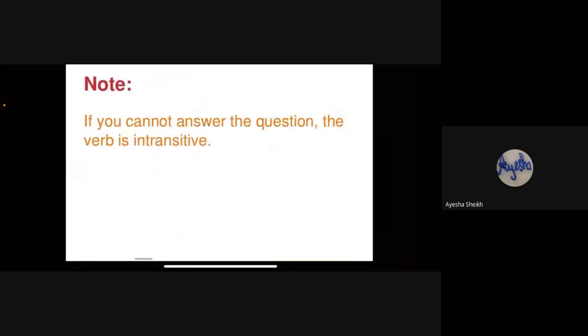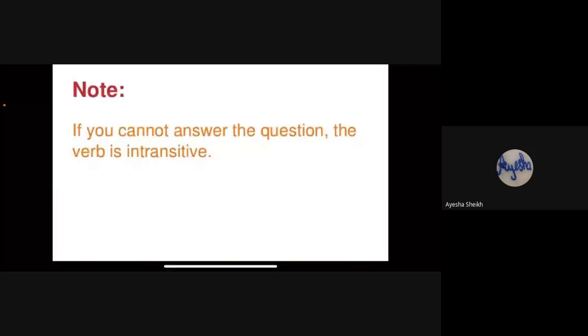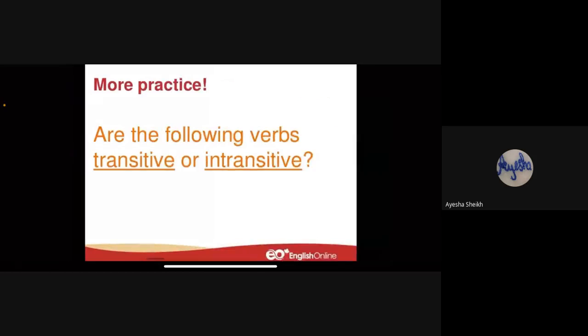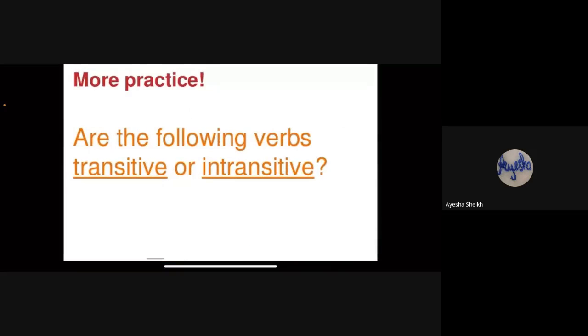So, as I said, if you cannot answer the question, the verb is intransitive. If you do not get an answer for what or whom, then the verb is intransitive because there is no object. Now, let's practice. You have to tell me whether the given verbs are transitive or intransitive.